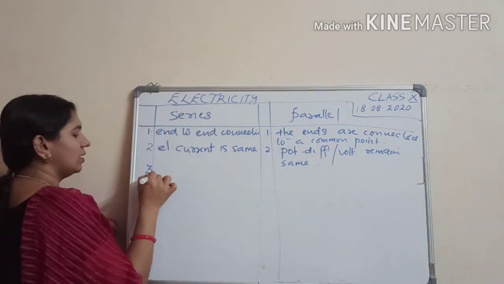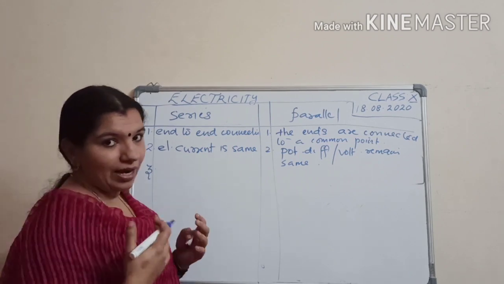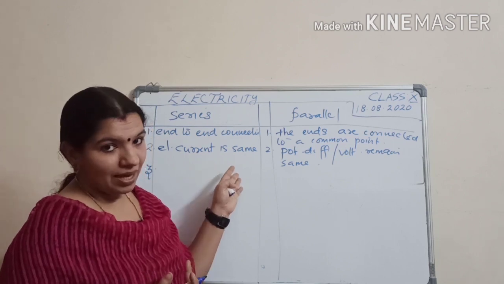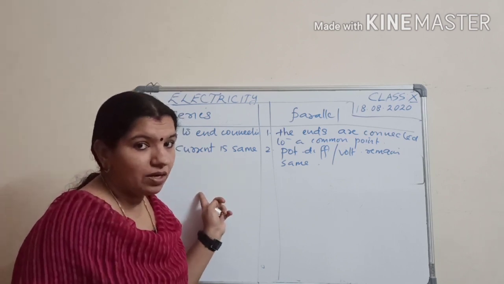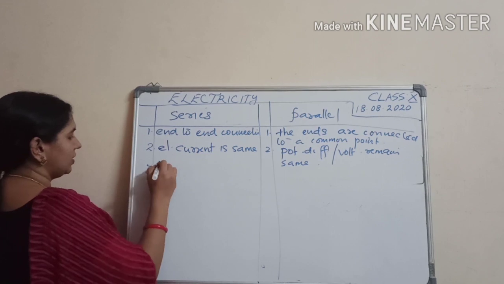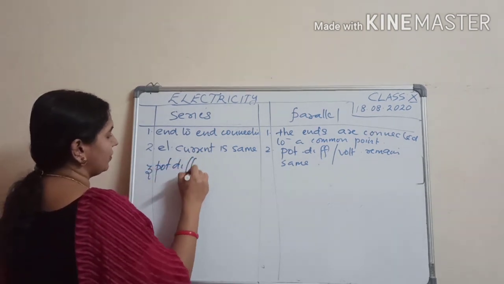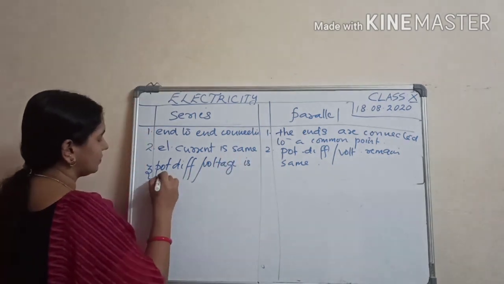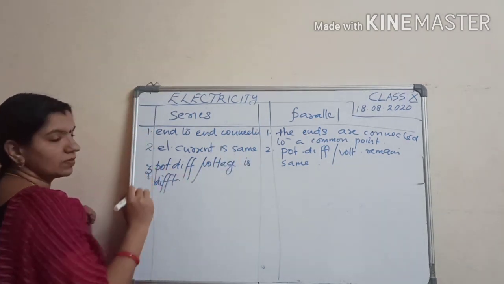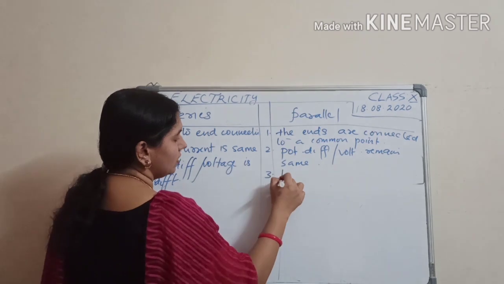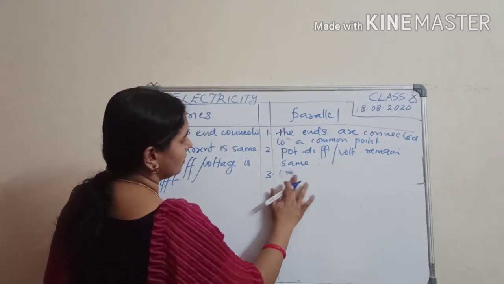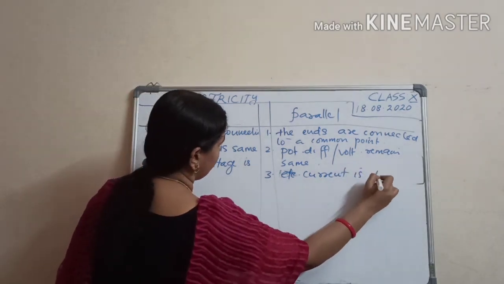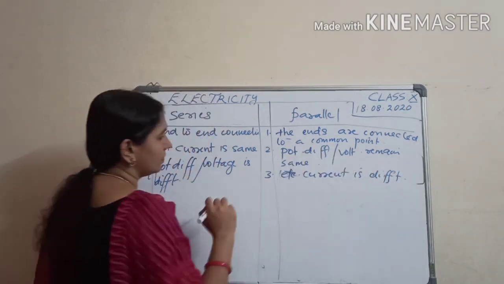Clear? Now the third point, you are able to say, right? Yes, electric current is same, but which quantity is different? Potential difference or voltage is different. Okay, here, electric current is different. Clear, no?